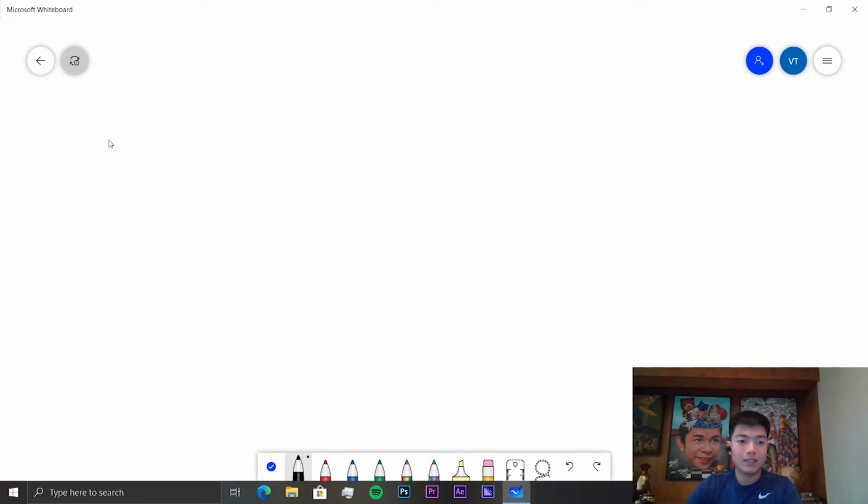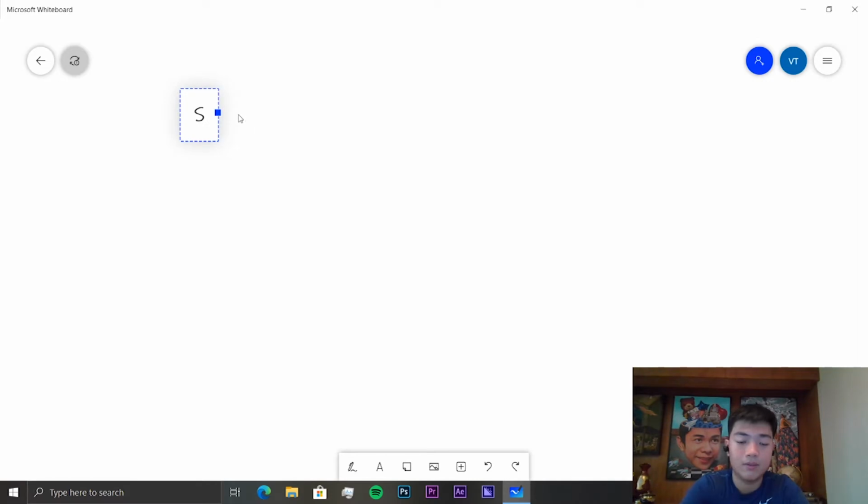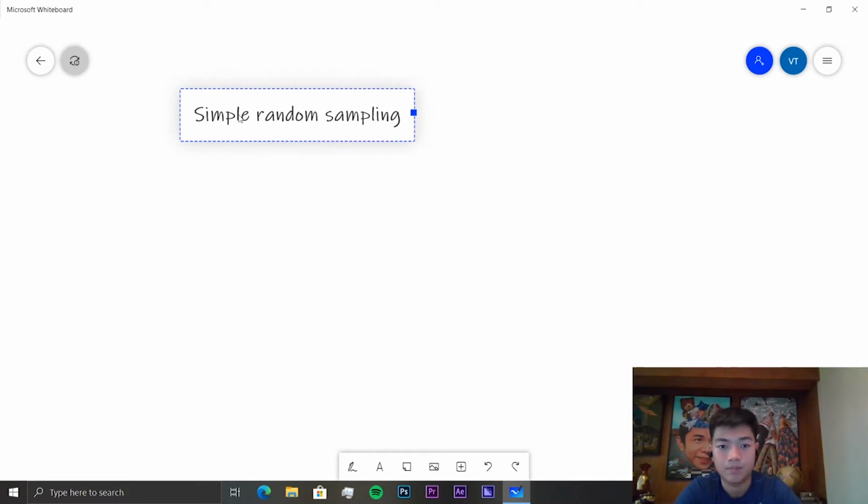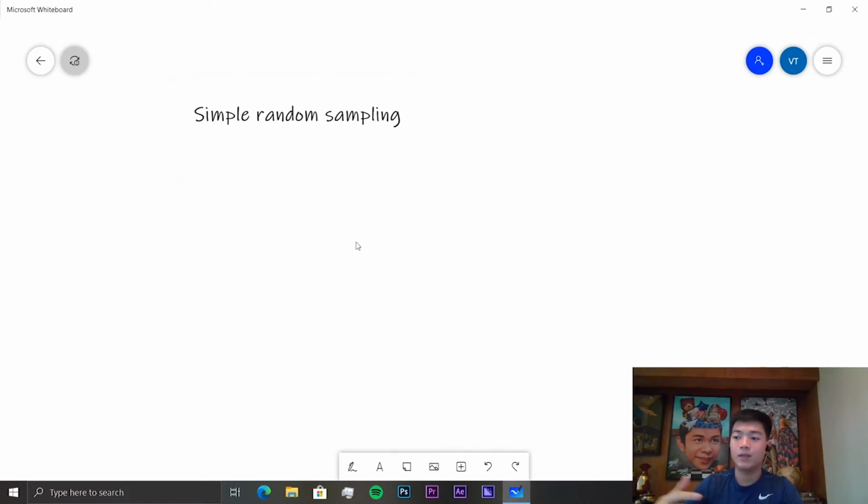So the first one is called simple random sampling. This is when each member of the population has an equal chance of being selected, and so they're more or less selected at random.